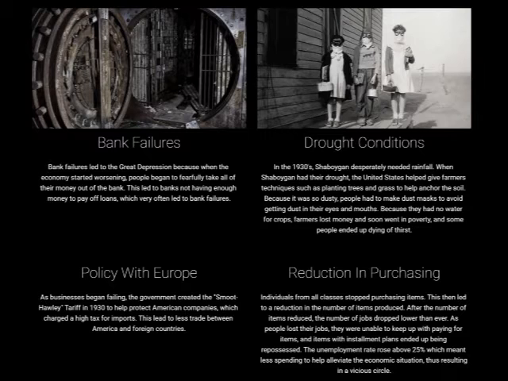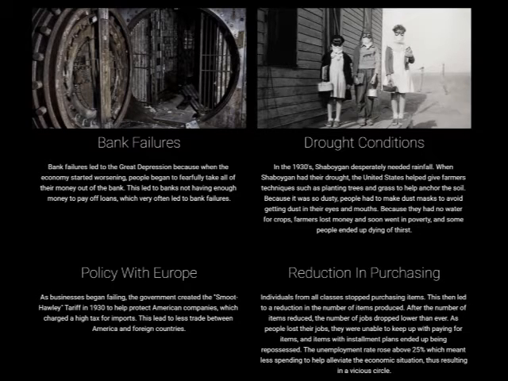Policy with Europe. As businesses began failing, the government created the Smoot-Hawley tariff in 1930 to help protect American companies, which charged a high tax for imports. This led to less trade between American and foreign countries.